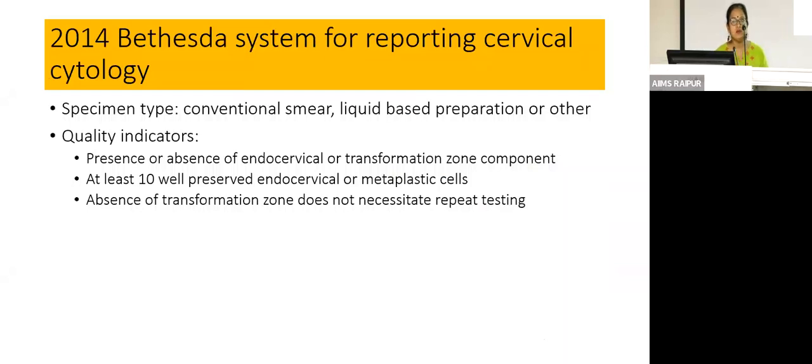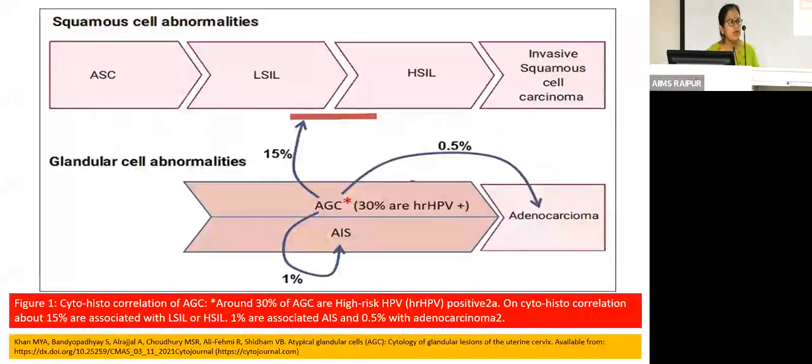Before we begin reporting on the glandular lesions, all the prerequisites have to be met. In a report, you have to mention the specimen type, whether it is processed via conventional smear or liquid-based system, and you have to report all the quality indicators. That includes cellularity as well as presence or absence of endocervical transformation zone and at least 10 well-preserved endocervical or metaplastic cells. Absence of transformation zone does not necessitate repeat testing, but it has to be mentioned in the comment. Now, in an LBC smear, you're looking at squamous cell abnormalities as well as glandular cell abnormalities.